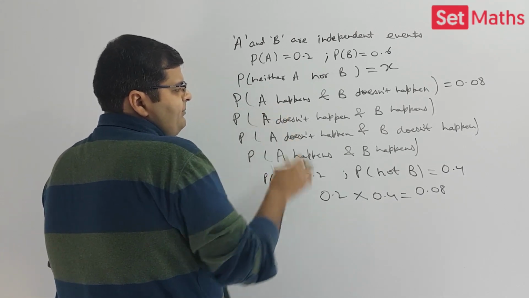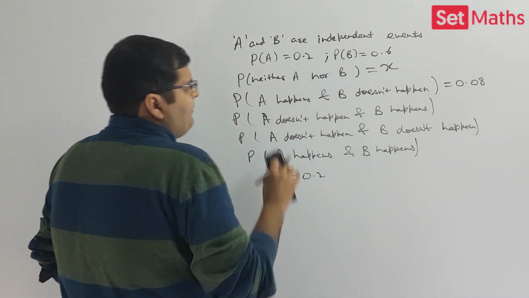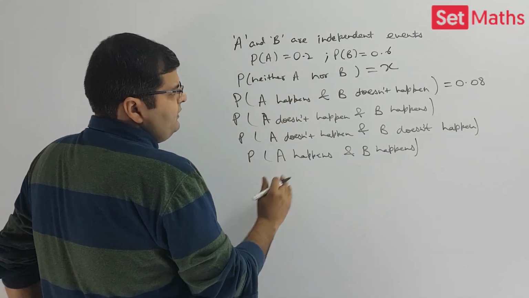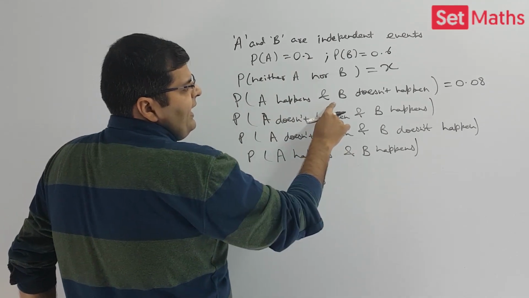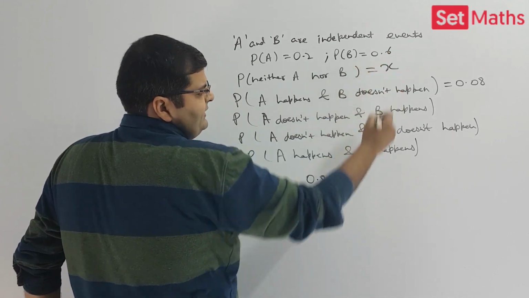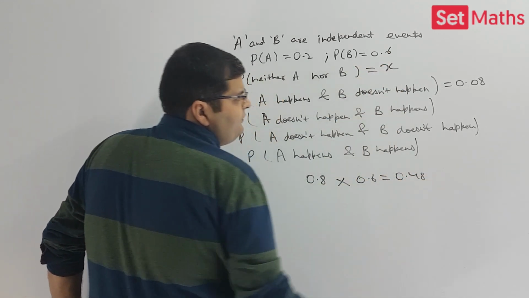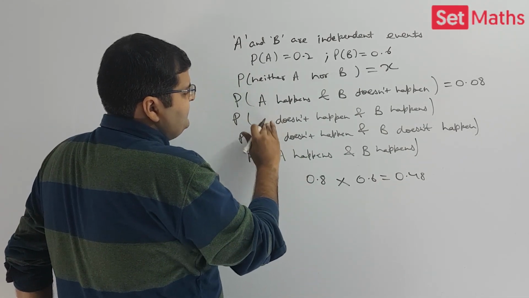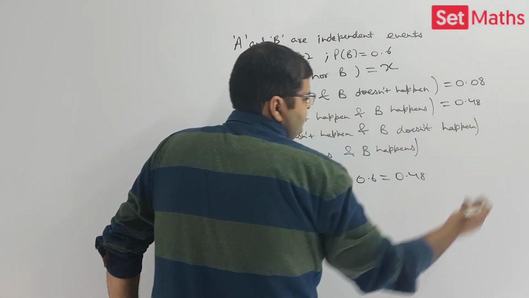Similarly, we'll find the second probability. Probability of A happening is 0.2, so probability of A not happening will be 1 minus 0.2, which is 0.8. And probability of B happening is 0.6. So 0.8 times 0.6 is 0.48. So probability that A doesn't happen and B happens is 0.48.